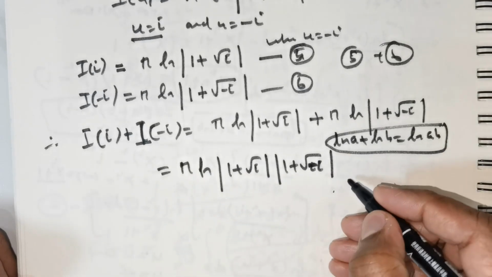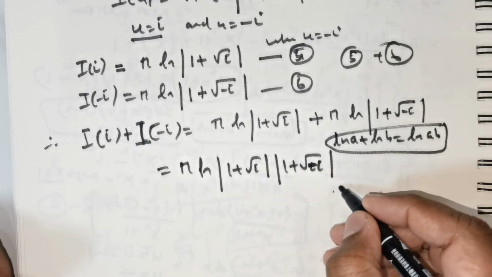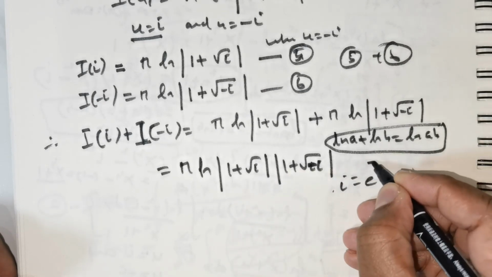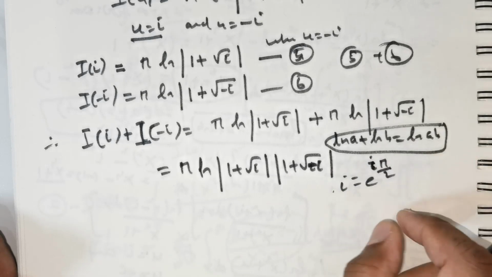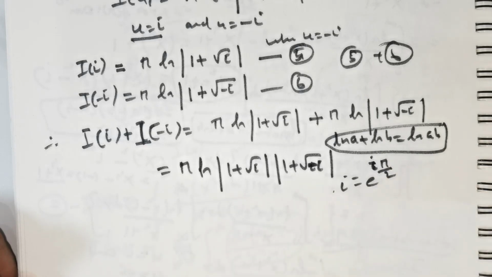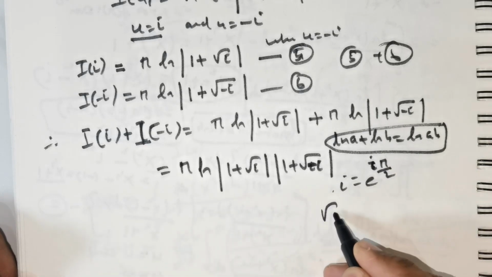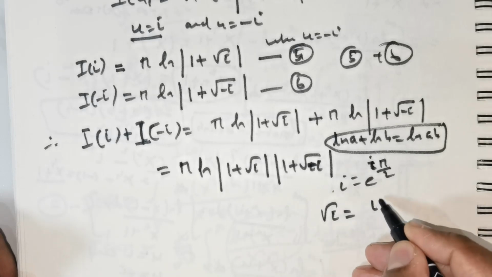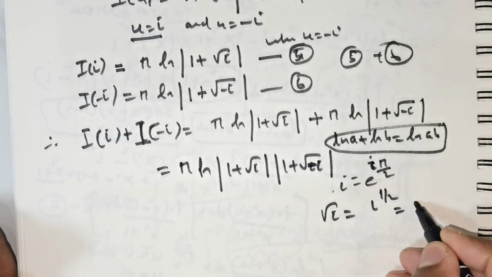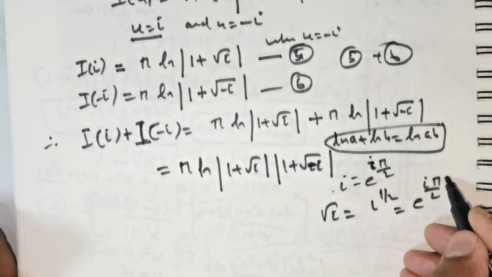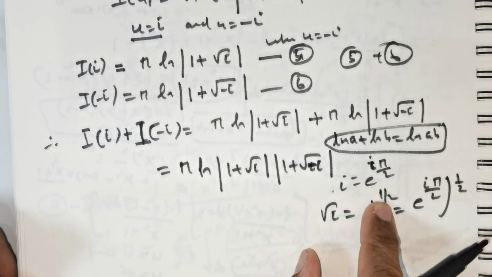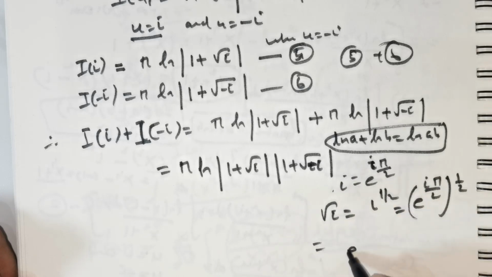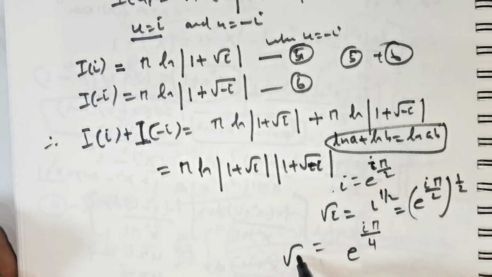Now we know the equivalent representation for i. So we know that i is equal to e raised to the power of i pi over 2. This is the representation we have got. Now root of i is nothing but i raised to the power of 1 over 2, which is nothing but e raised to the power of i times pi over 2, this entire thing raised to the power of 1 over 2. Right, this is because i raised to the power of 1 over 2. So what is that? That is nothing but e raised to the power of i times pi over 4. So this is for root of i.